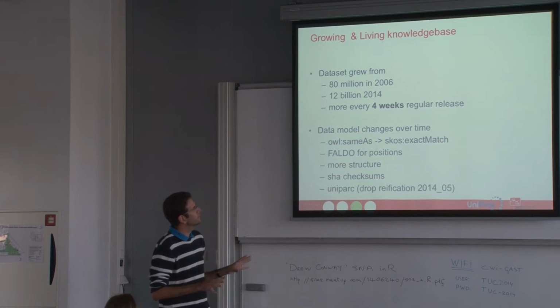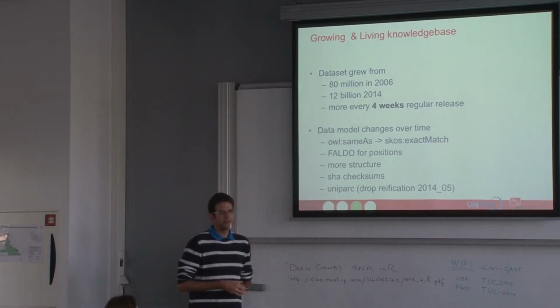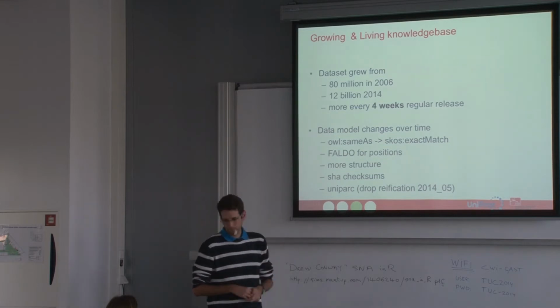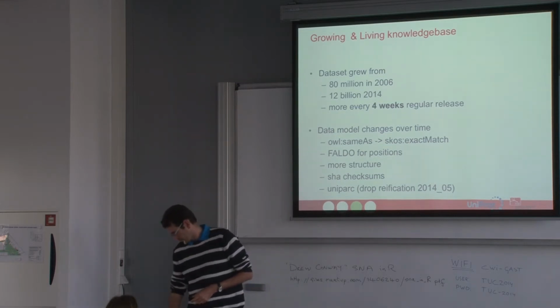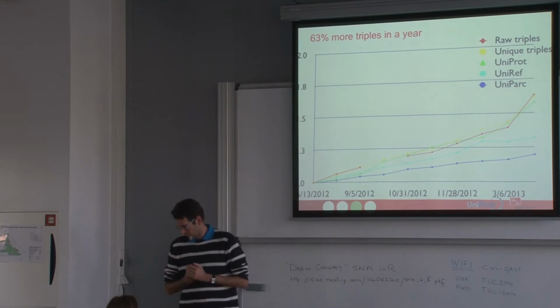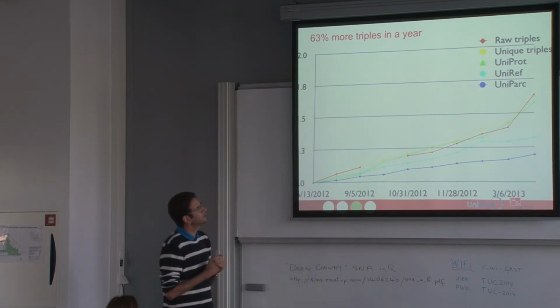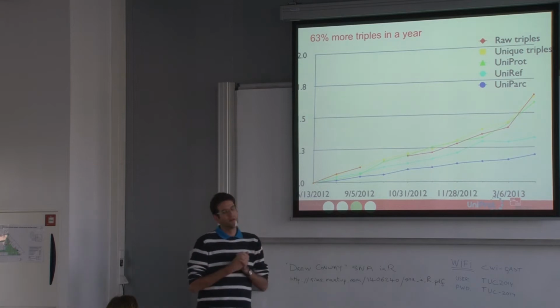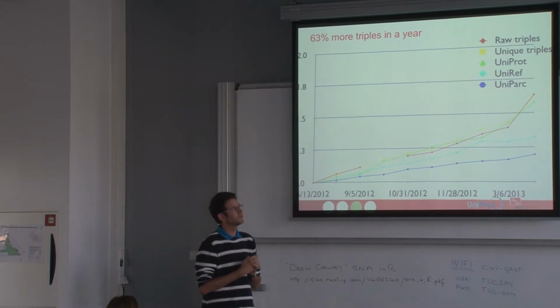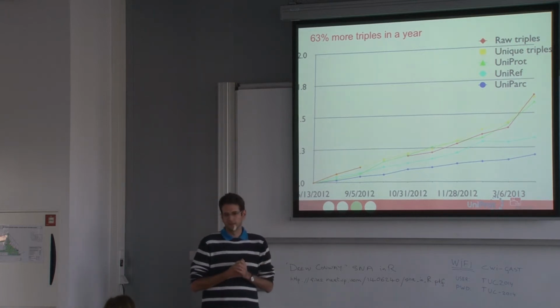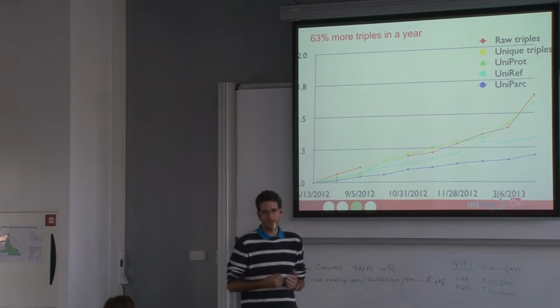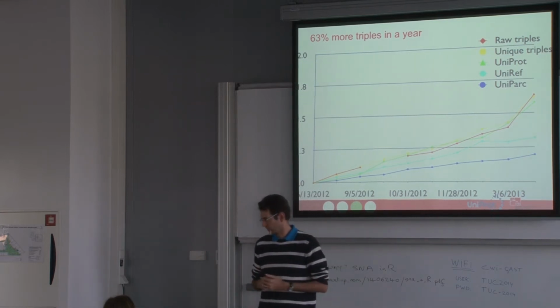That kind of data model change means you can't just use a raw UniProt release as the benchmark and say, we'll deal and see how it goes, because it really changes drastically over time. Also, over size, our triples grow about 63% in a year. That's unique triples. Non-unique triples grow a little bit quicker, not significantly so. 63% more data in a year is a lot, and it means you can't compare results over time.